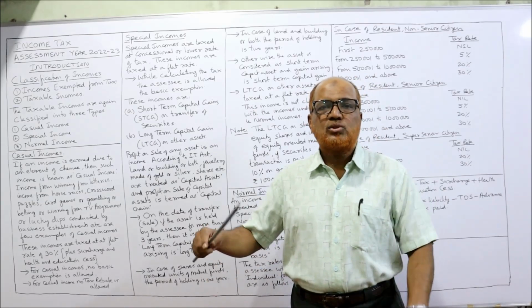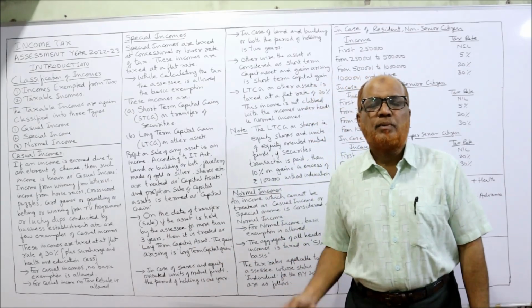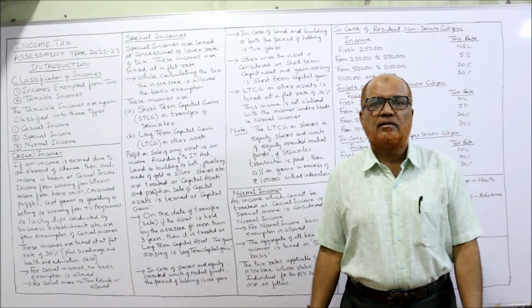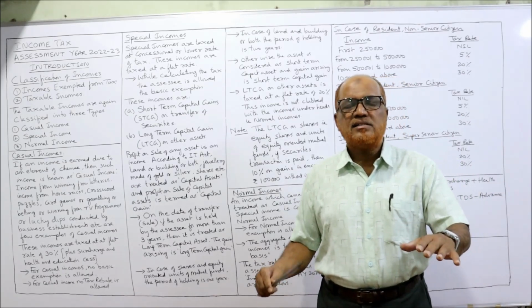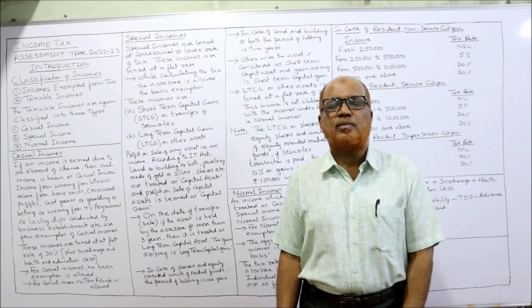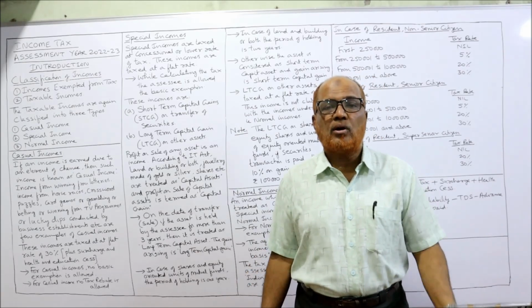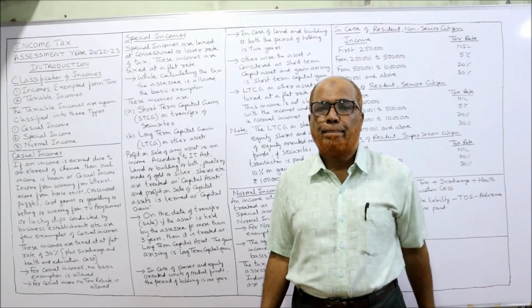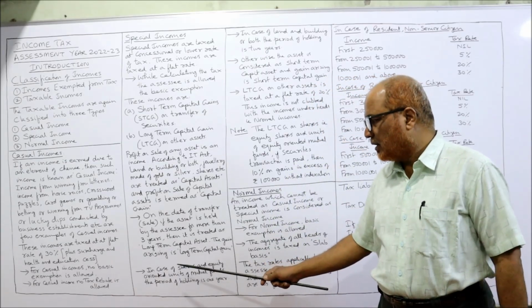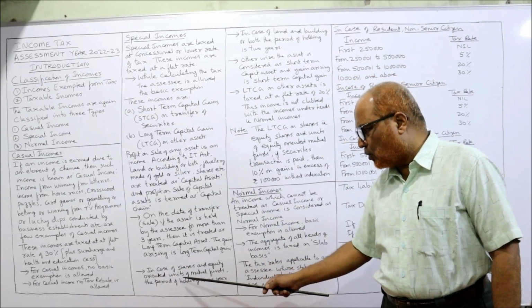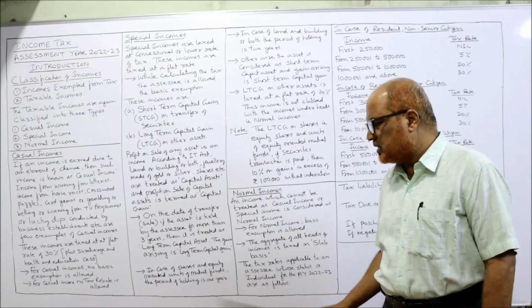Similarly, if a person has sold a house property that he purchased 10 years back, then any gain arising on that sale is a long-term capital gain because he held the property for more than 3 years. In case of shares and equity-oriented units of mutual fund, the period of holding is 1 year.